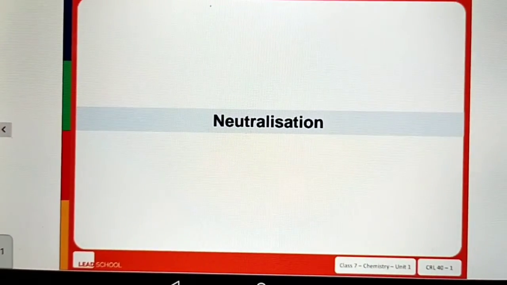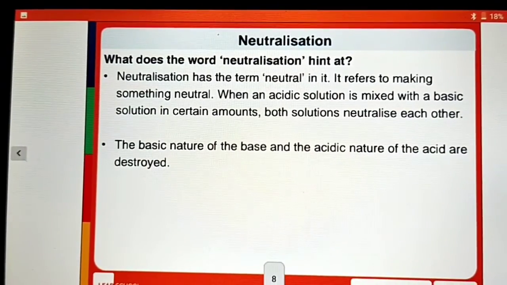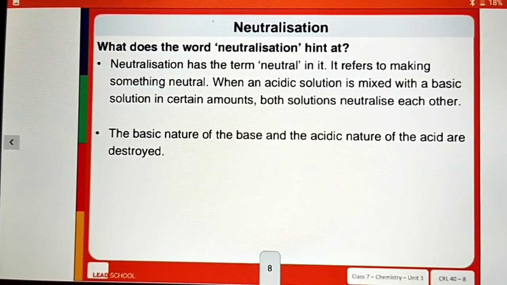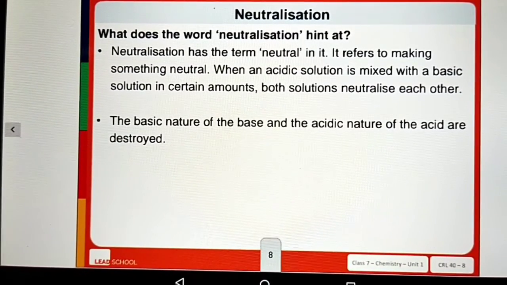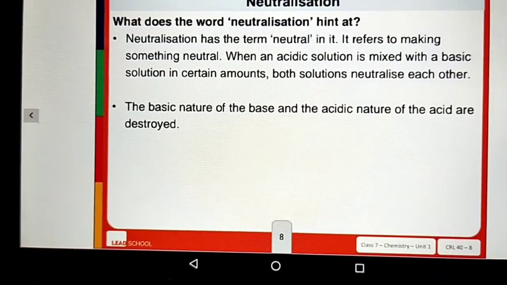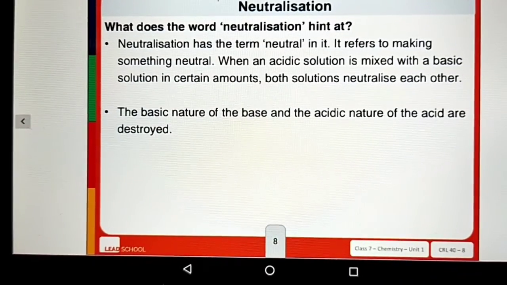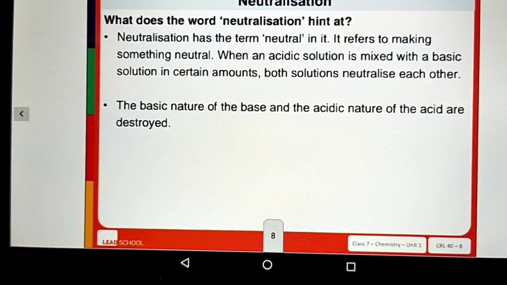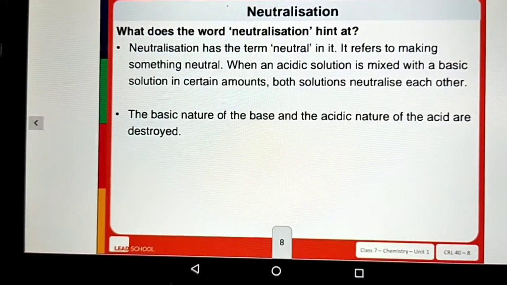Now, let us study what is neutralization. You can see the word neutralization. It is made from the word neutral. Neutral means making something neutral. We have already studied what is the meaning of neutral substances, which is neither acidic nor basic. So what is neutralization? When an acidic solution is mixed with a basic solution, both the solutions neutralize each other. The resultant solution is neither acidic nor basic. It is a neutral solution.